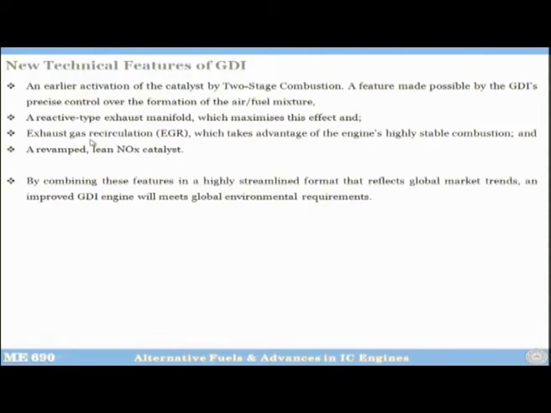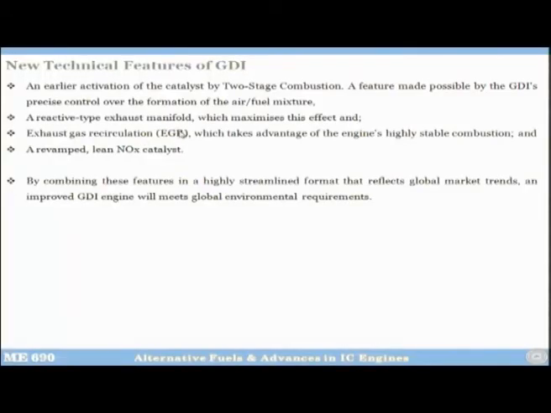Then you need to sometime control the NOx emissions. So, for controlling the NOx emissions, EGR is the best way. So, what you do is you use high volume EGR in case of GDI. You put in much more EGR compared to what you put in a MPFI engine. And why you put it? Why you can put it?